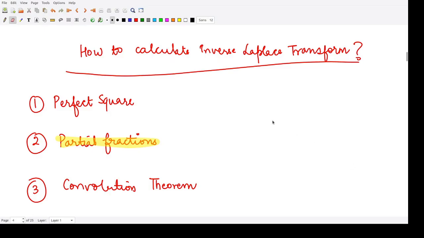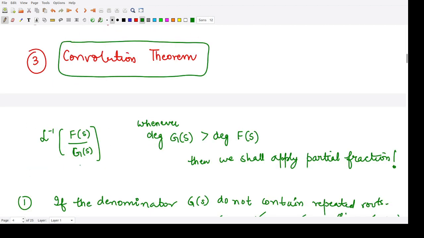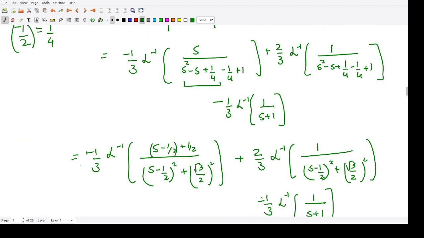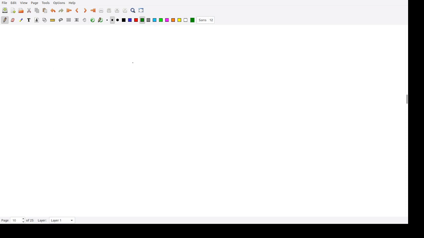Next let us discuss the last method to calculate the inverse Laplace transform of some function, that is the convolution theorem. This theorem is very useful to calculate the inverse Laplace transform, and it is based on the convolution of two functions. So let us first see how we define the convolution of two functions.